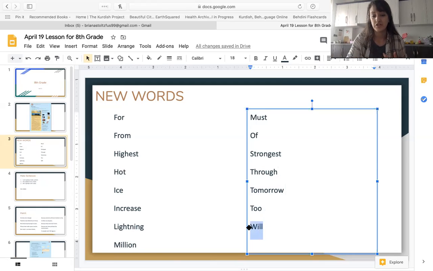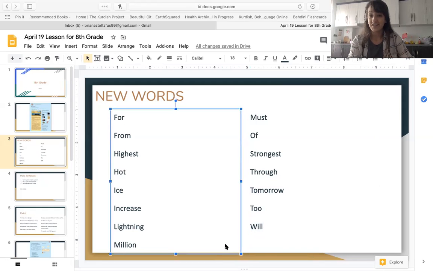Will is the future verb. Past is was. Past would be a past tense verb like was, or adding ed. Present is simple present, but when we use will, we're talking about the future. We don't use will for past, we don't use will for present, only for future. For example, I will go to the store. I will buy food. You will come to school. Okay, so will is the future word.